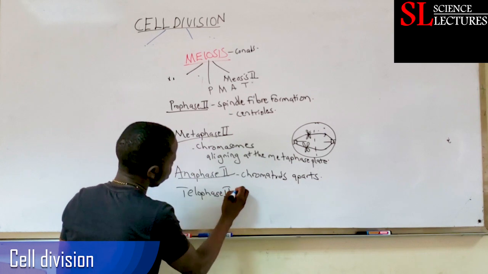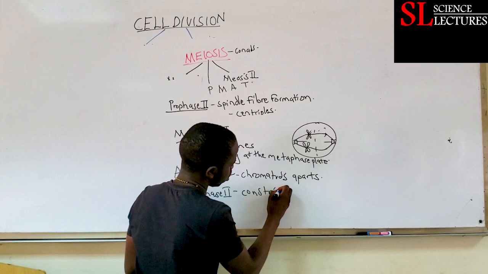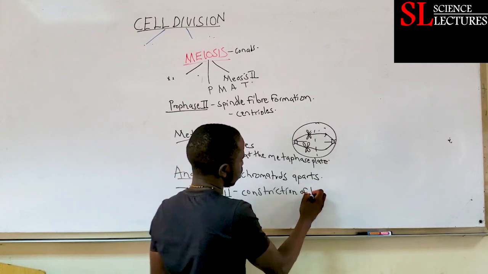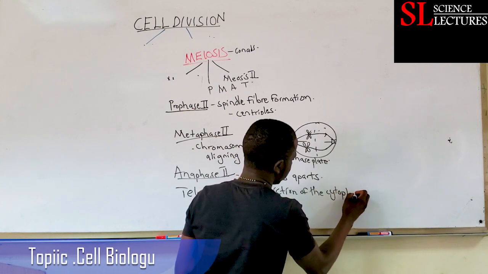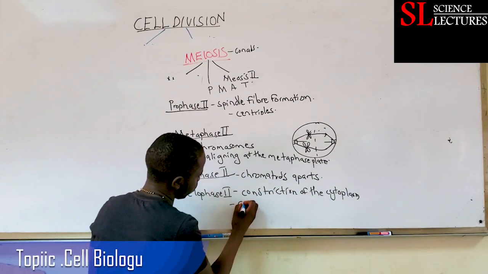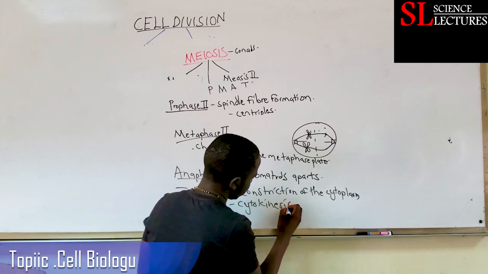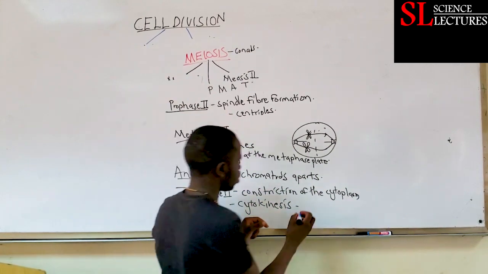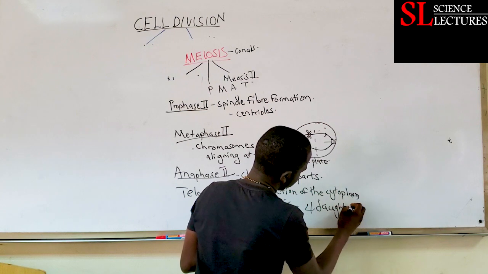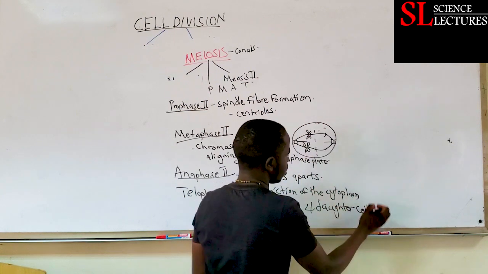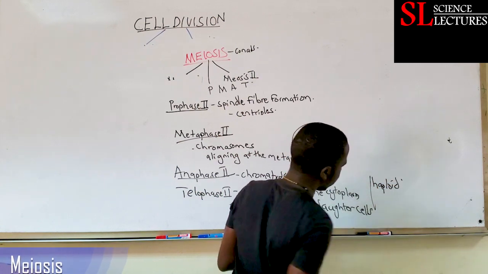Telophase 2, where we shall have constriction again of the cytoplasm, that is number 1. On top of that, we shall have cytokinesis happening again, and at the end of the day, we shall end up with 4 daughter cells. And each daughter cell is haploid, or has half of the genetic material.